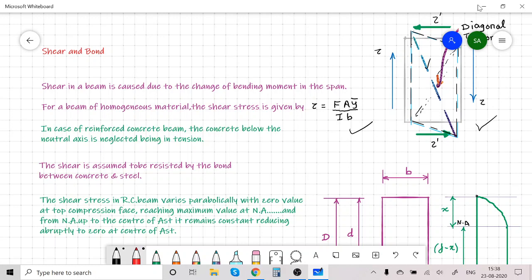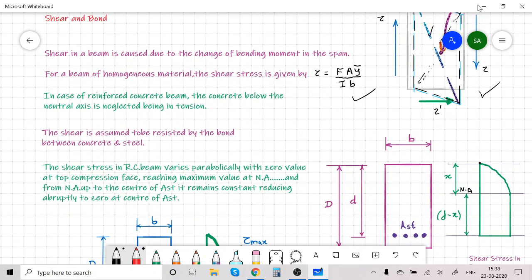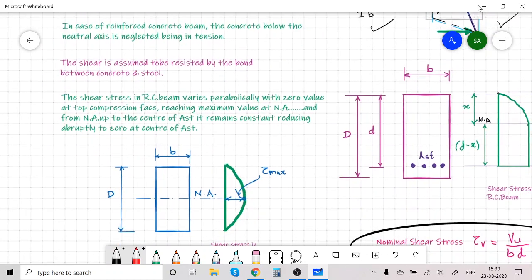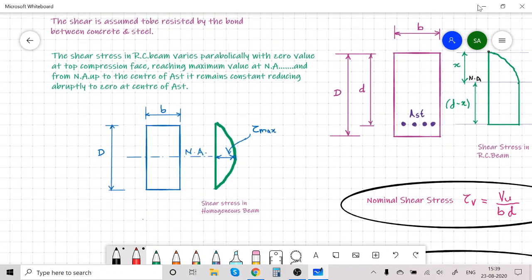The shear stress in RC beam varies parabolically with zero value at the top compression face, reaching maximum value at the neutral axis, and from the neutral axis up to the center of Ast, it remains constant, reducing abruptly to zero at the center of Ast. Now this is the shear stress distribution diagram for a homogeneous beam. Here we get shear stress zero at top and bottom and maximum tau c max at neutral axis.